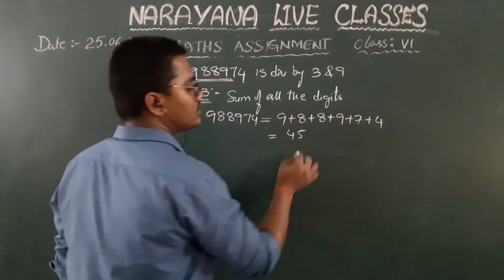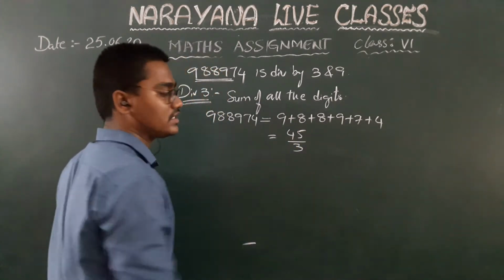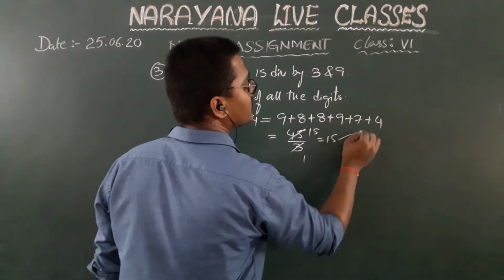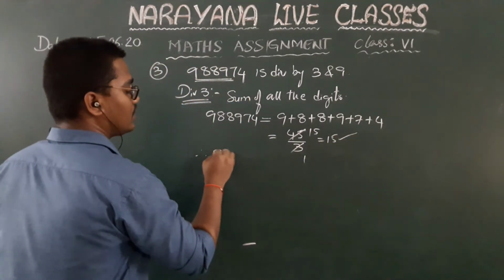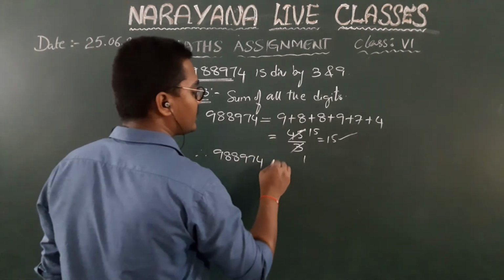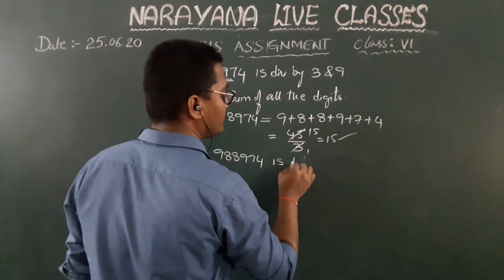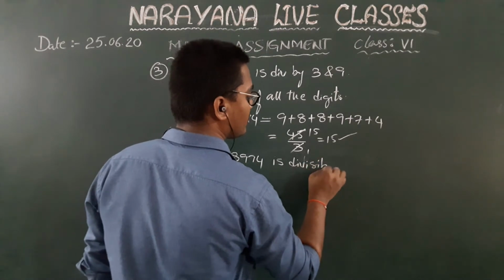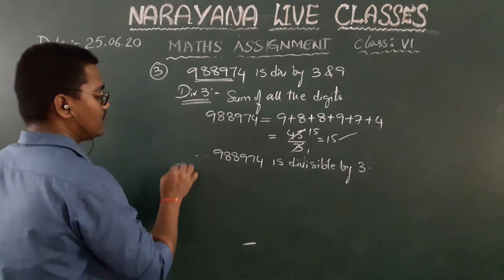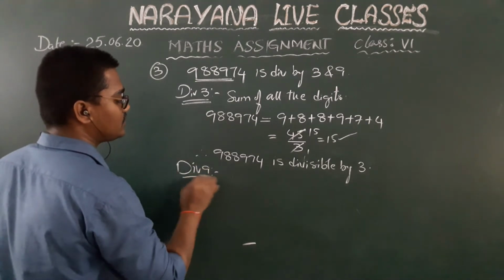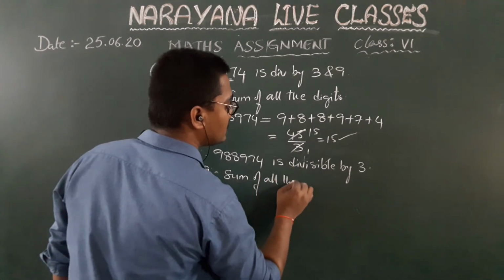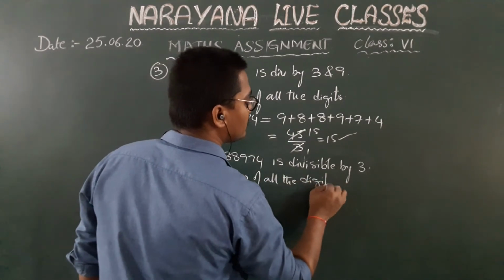Now is this 45 divisible by 3 or not? Let us check. In the 3 table, 3 fives are 15, so yes, it is divisible by 3. Therefore 9,88,974 is divisible by 3. Similarly, the divisibility rule for 9 is the same statement, children: the sum of all the digits of a given number.